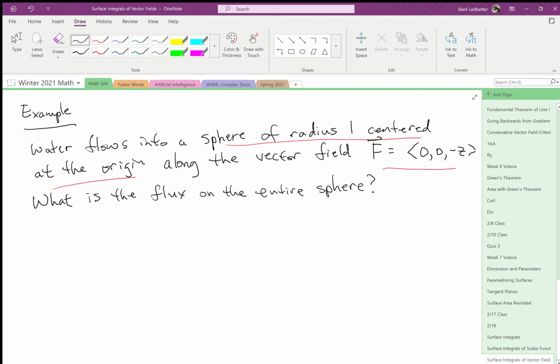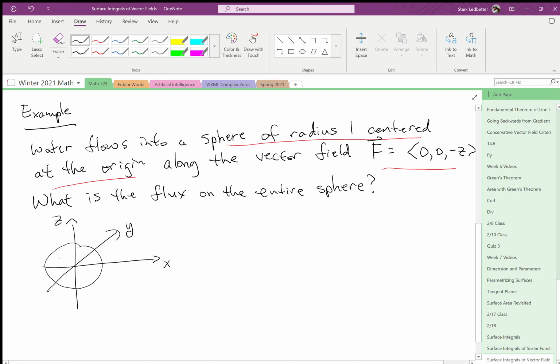So what does that mean? That means we have a sphere of radius 1 centered at the origin. And this vector field 0, 0, negative z. So wherever we are, if z is 1, we're going here. And then these actually get smaller and smaller until z is 0. 0 here, and then negative z, but z is negative, so it's actually going to start going up. And these get bigger and bigger here, and then smaller again. Okay, so that's what that looks like.